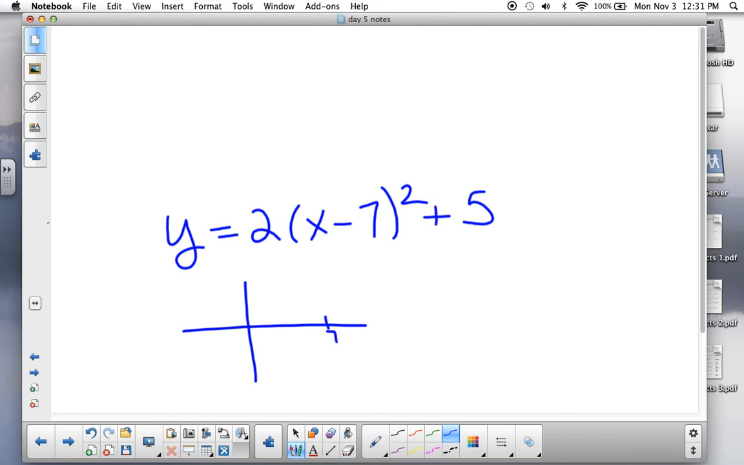And then up 5. So basically, it's going to look something like this. And I know that with no calculator, this is up to 5, this is over to the right 7, and then this determines it's going to be a little more narrow than a traditional one. But again, you've got the calculator as a backup at the beginning.